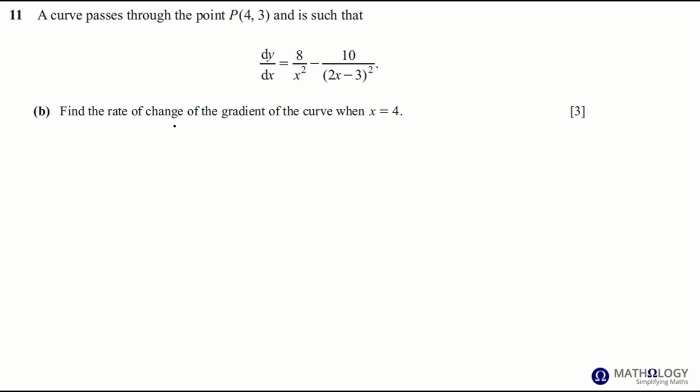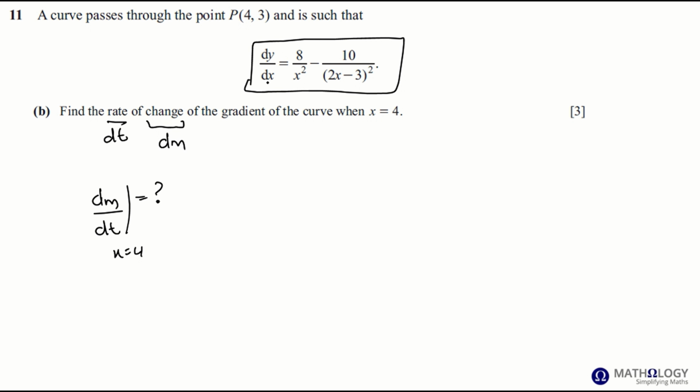Next, find the rate of change of the gradient of the curve when x equals 4. So the rate means per unit time, so dt. Change is, in calculus, represented by d, and the gradient is m. So we're looking for the differential dm/dt, and this when x equals 4. Because the gradient is already represented by a differential dy/dx, the rate of change of that gradient therefore means you're looking for the second derivative of the function.